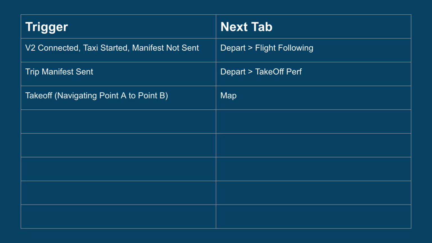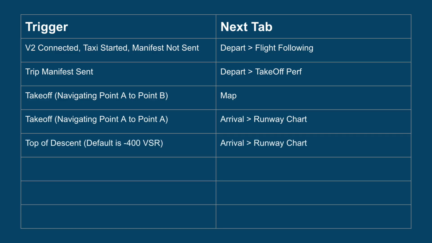When you take off, it will switch to the Map tab if you are navigating from point A to point B. If you are remaining in the pattern, it will switch to the Arrival Runway Chart tab. When you reach the top of descent vertical speed required, or if a descent is detected, it will switch to the Arrival Runway Chart tab.